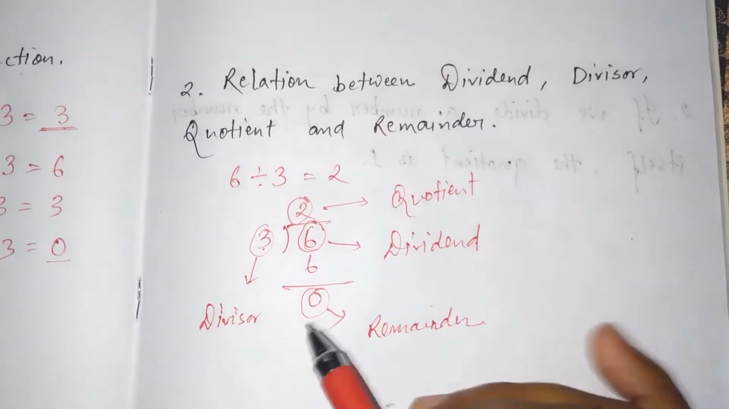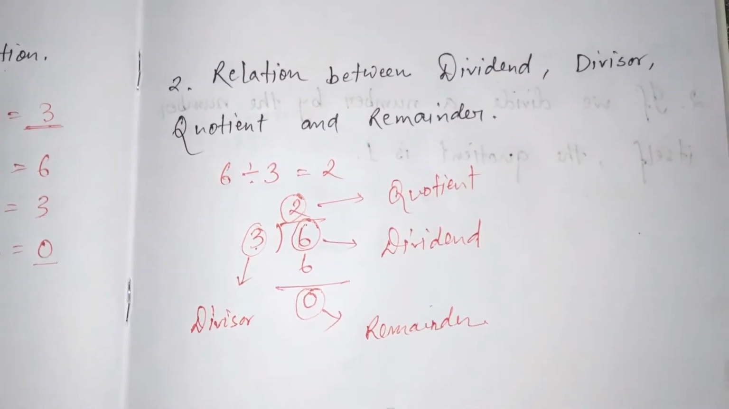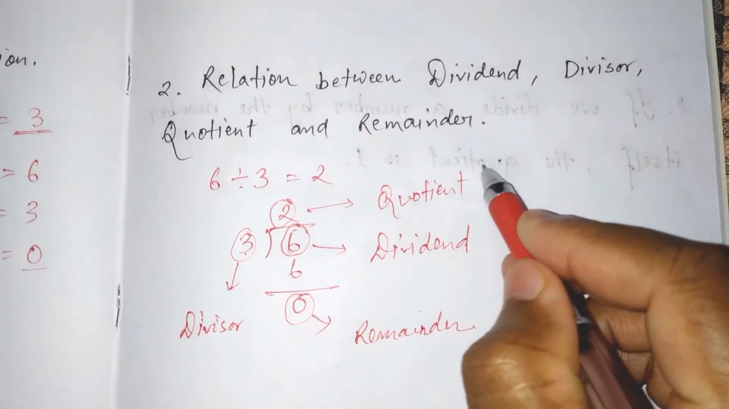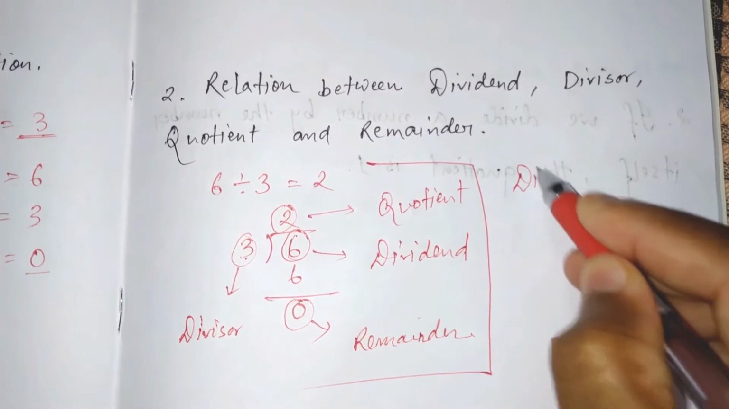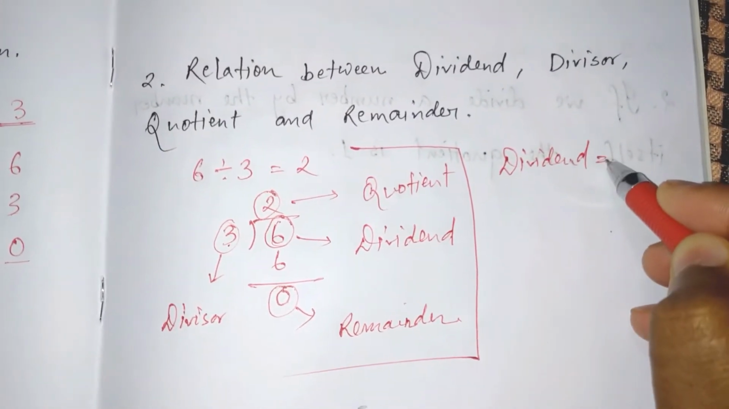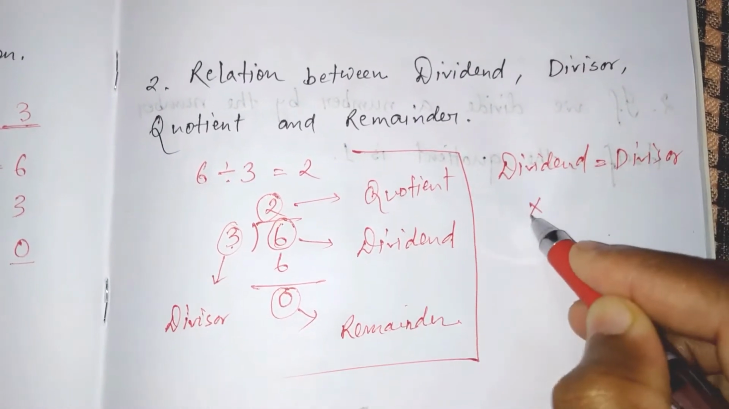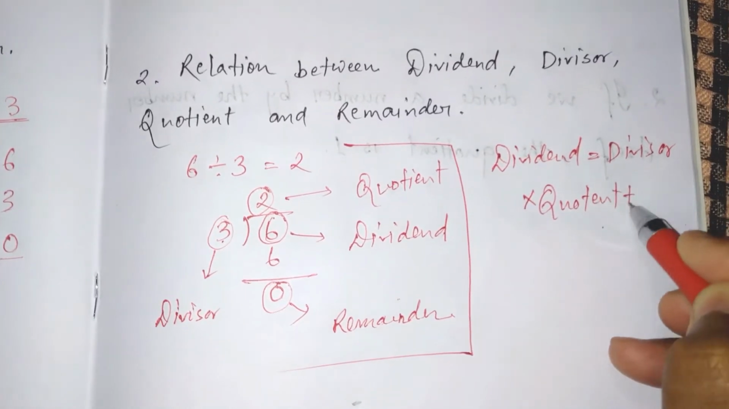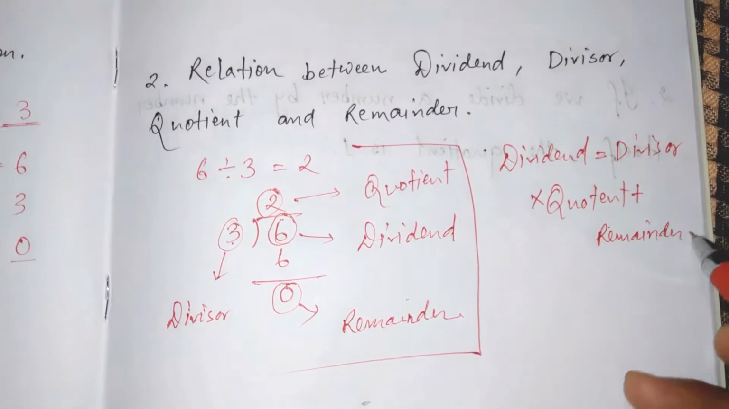So these things you already know about. So from this you have a very important formula about this division. The formula is: dividend is equal to divisor into quotient plus remainder. Okay, this is the formula.